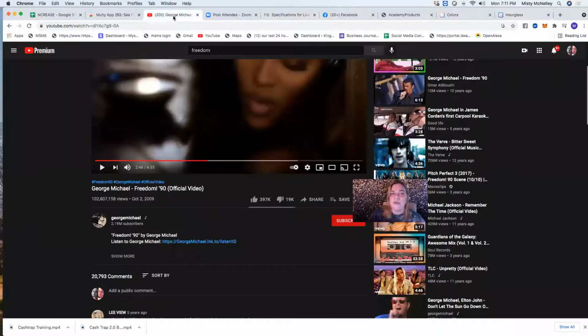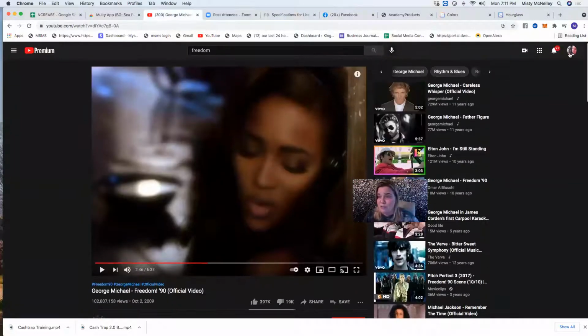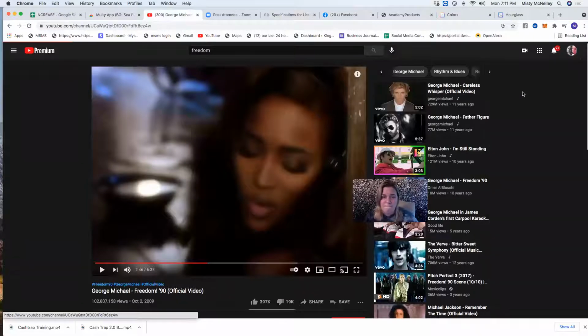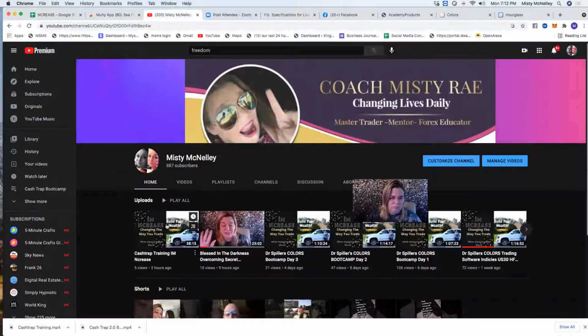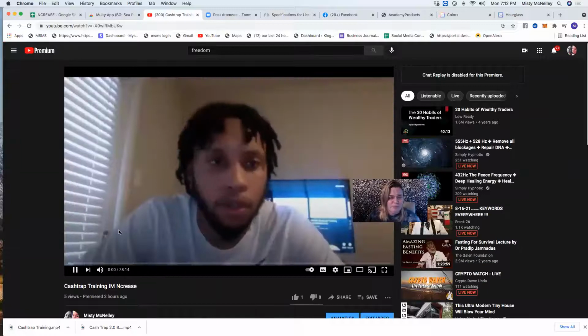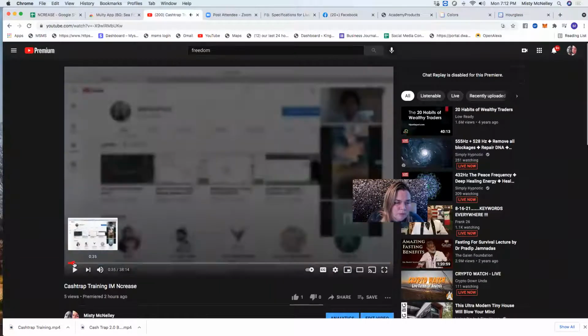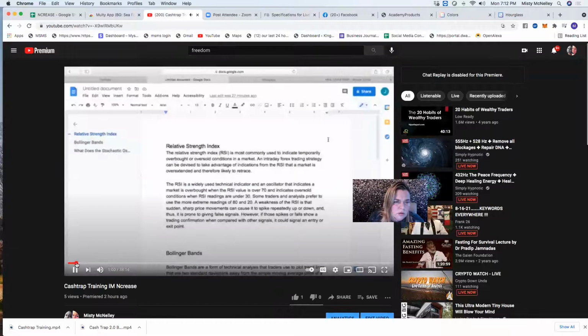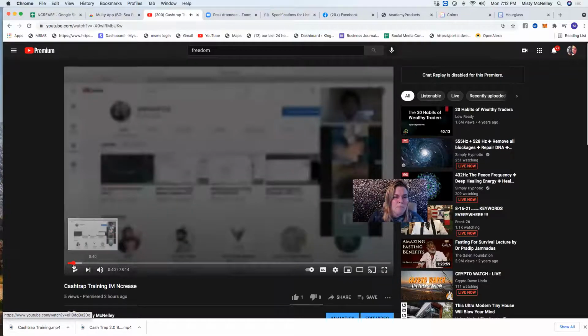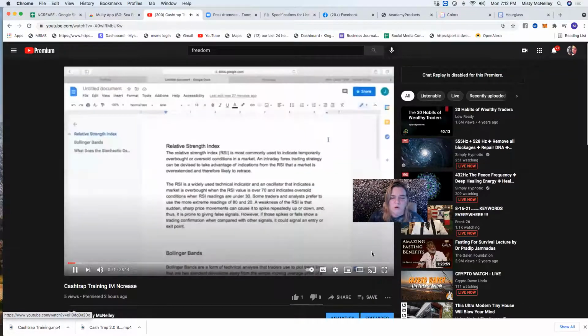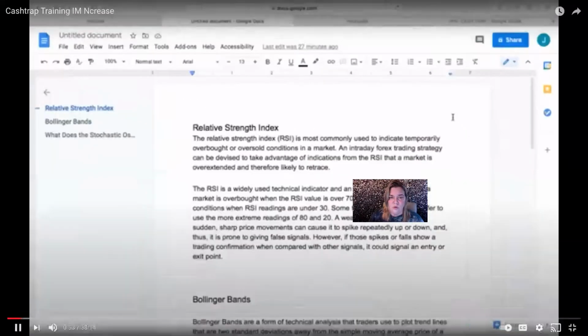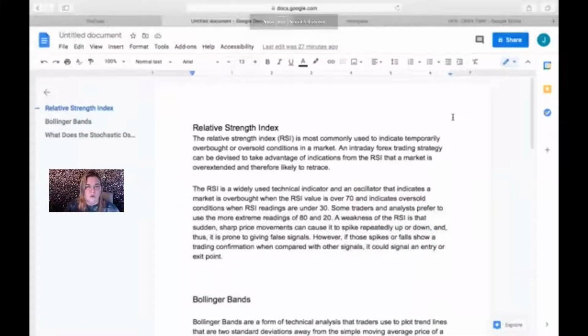So what we're going to do is take it back to CASHTRAP 2.0, and we're going to see. It is commonly used to indicate temporarily overbought or oversold conditions. Check this out, it really means the relative strength index. So I'm going to read it to you. The relative strength index, RSI, is most commonly used to indicate temporarily overbought or oversold conditions in a market.